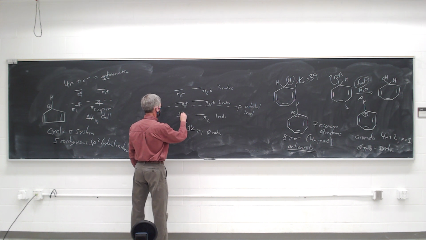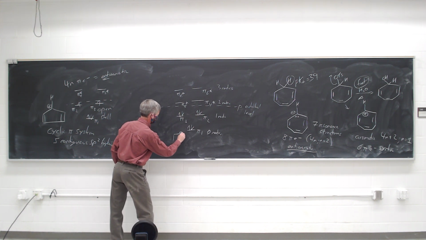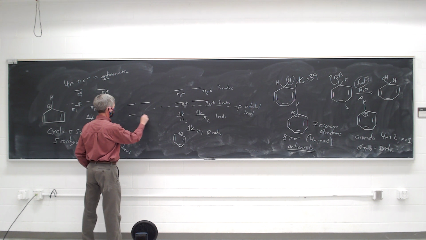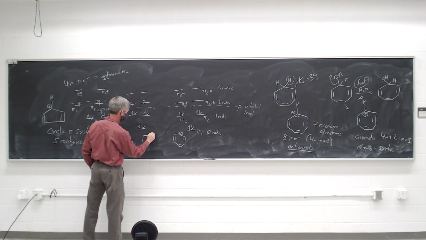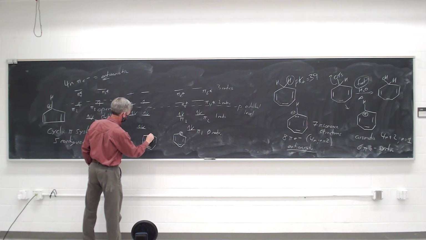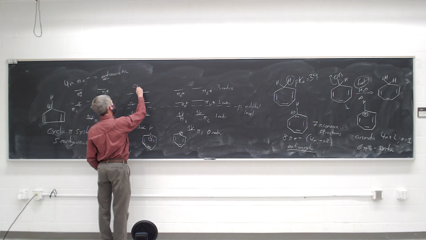So you'll notice that the carbocation looks like this. But the carbanion is an open shell. It looks like that. It actually has 2 unpaired electrons up in the antibonding orbitals. So this is an open shell.